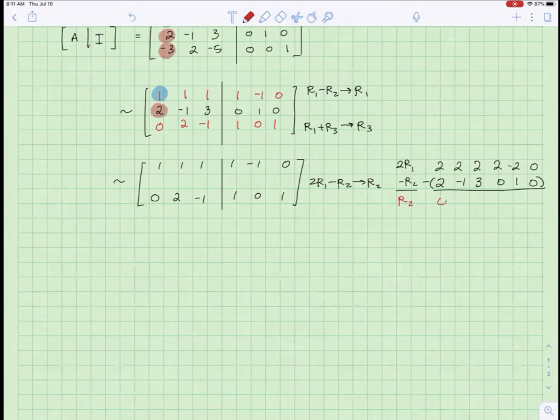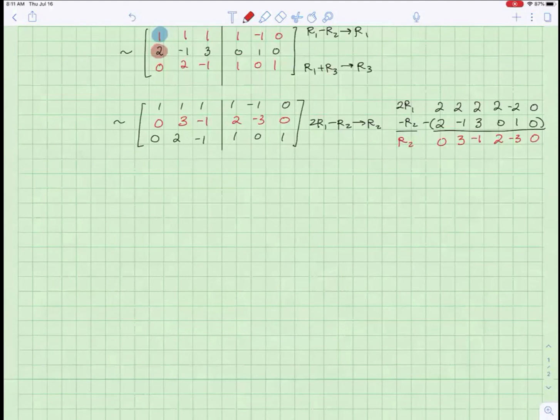And 2 minus 2 is 0. 2 minus negative 1 is 3. 2 minus 3 is negative 1. 2 minus 0 is 2. Negative 2 minus 1 more is negative 3. And 0 minus 0 is 0. So our middle row is 0, 3, negative 1, 2, negative 3, 0. Okay.